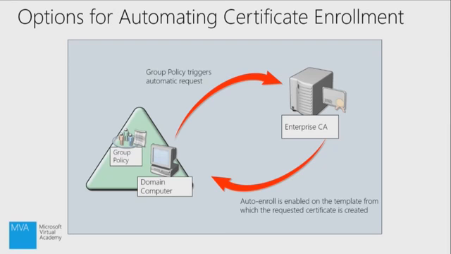Right here on this slide, we talk about it. A group policy in my domain triggers an automatic request for a new computer or a new user. Auto enroll is enabled on the template from which the requested certificate is created, and it's issued automatically.